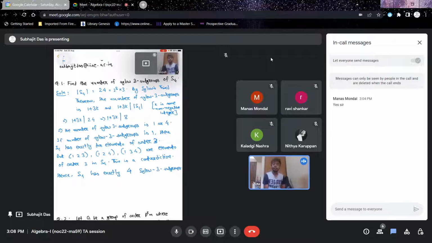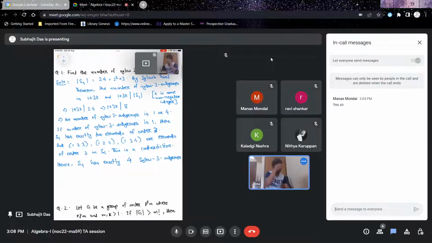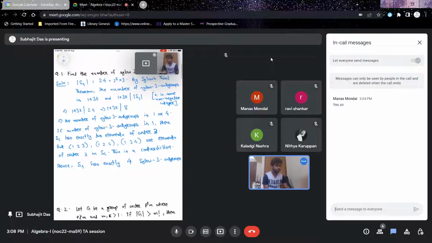So the point is the number of Sylow 3-subgroups cannot be 1, because observe that if you have exactly one Sylow 3-subgroup, which is precisely a subgroup of order 3, then that means that S4 has exactly 2 elements of order 3. But we clearly stated at least 3 elements of order 3, namely these 3-cycles that we have mentioned here, right? So S4 cannot have one Sylow 3-subgroup, it has exactly 4 Sylow 3-subgroups, right? Yeah, so it's simple.